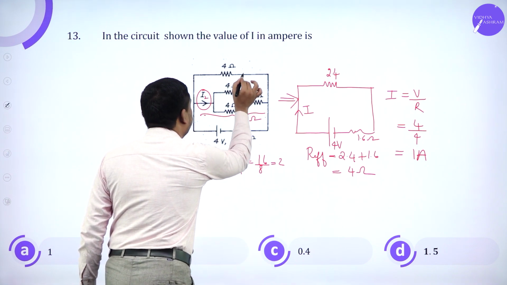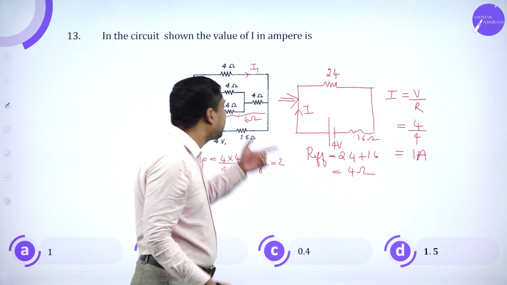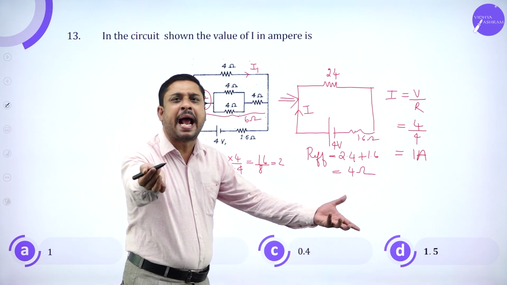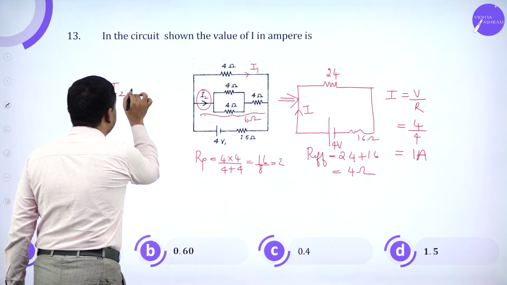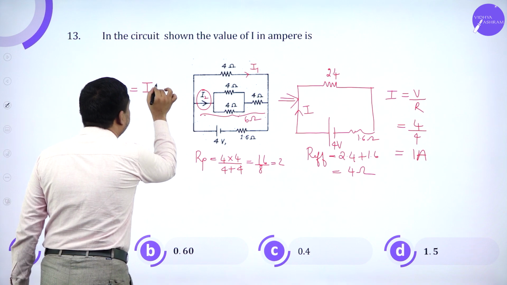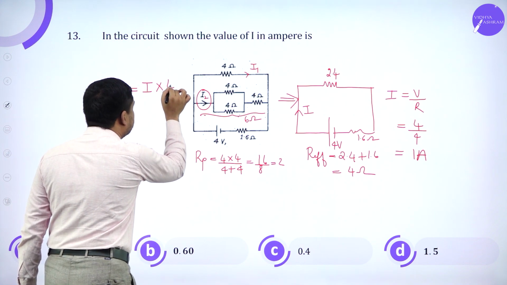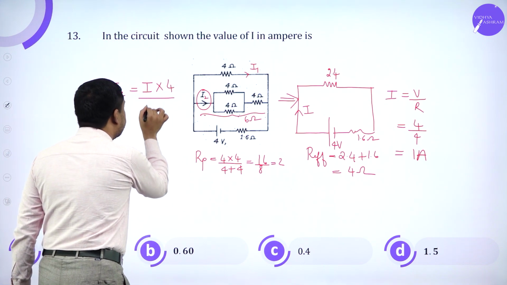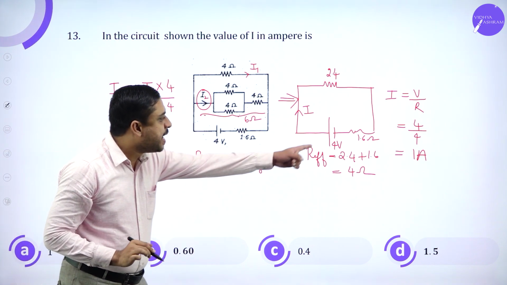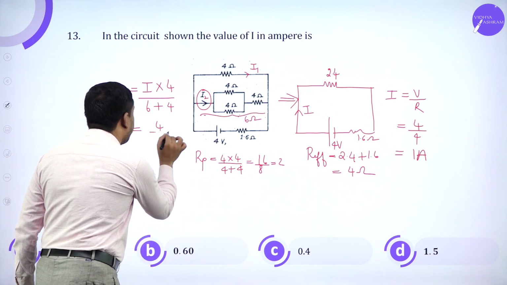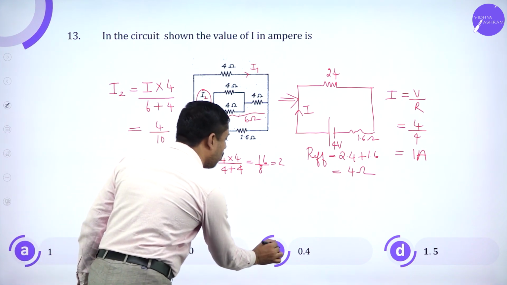I call this I2, I call this I1. I have to calculate I2. Let's use the branch current formula, very simple. So I2 is main current into resistance of the other branch divided by the sum of the resistances. So main current is 1 ampere, 4 by 10, 2 by 5. So 0.4 is the answer.